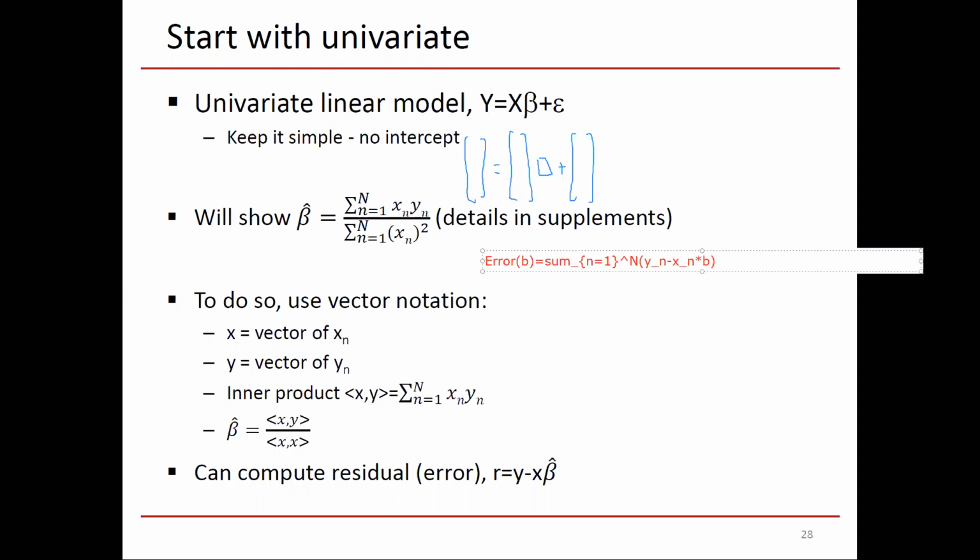That's the error. Yn is the true nth observation. Xn times b is the predicted nth observation, and we're squaring that. All right, so that's error as a function of b for beta, and we want to optimize beta. And I'm just, in red, typing to clarify this is beta. So optimize meaning we want to minimize error as a function of b. So we want to find the beta, the b, that minimizes this expression.